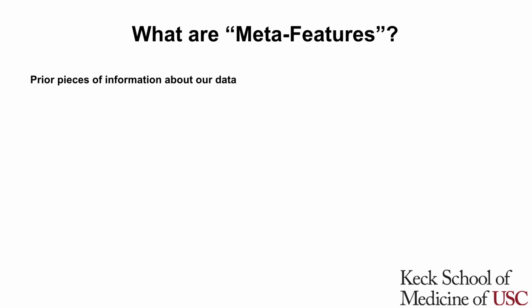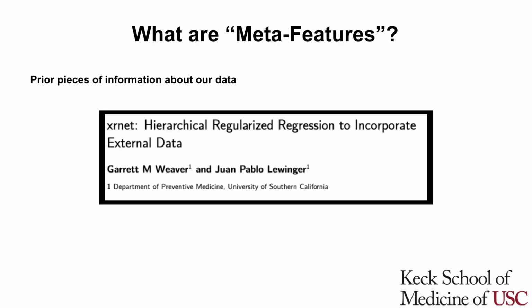These metafeatures are prior pieces of information about CpG sites. They can include gene affiliation, location of CpG site within genes, if a CpG is located near an enhancer site, and many more. Garrett Weaver and Dr. Lewinger have created an R package called XRNet, which allows the incorporation of metafeatures for our modeling purposes. We hope that the incorporation of metafeatures will help us understand underlying biological mechanisms.